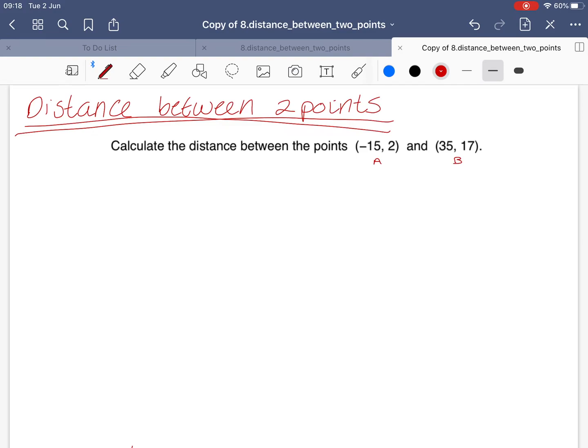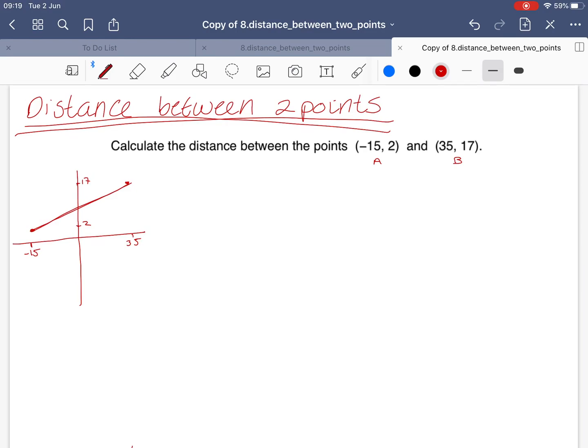So what I like to do first is just to quickly sketch it. So I draw some coordinates, and the first point is minus 15, 2. So if there was minus 15 and here is 2, I know that point was there. And the other one is 35, 17. So if this was 35 and up here is 17, I know that point is about there. So we're looking at this line here. So I basically want to calculate the length of that line.